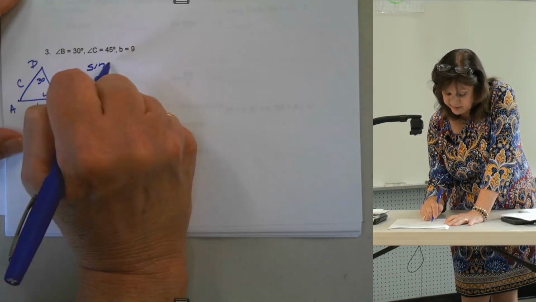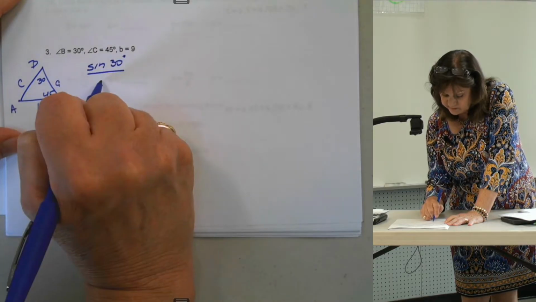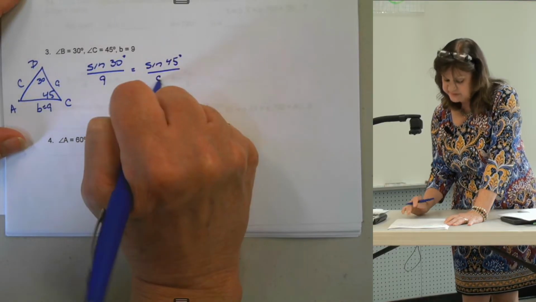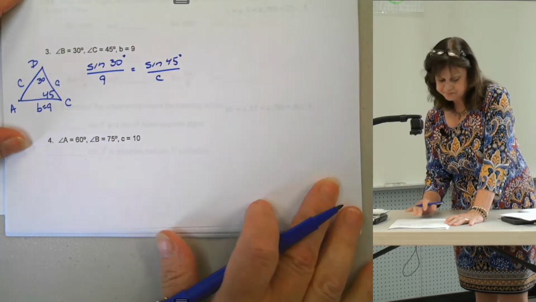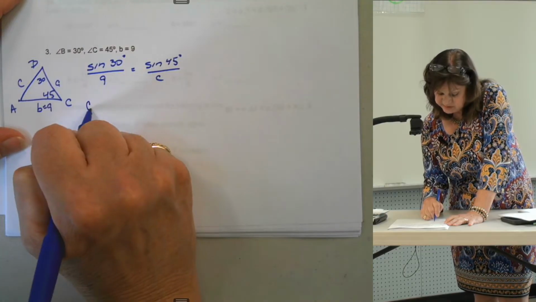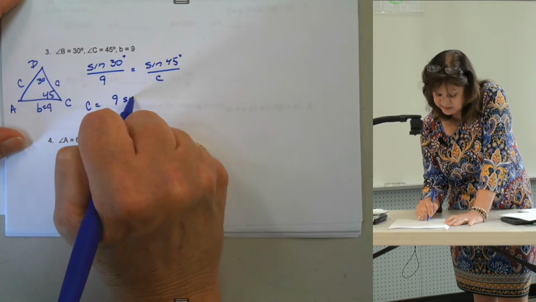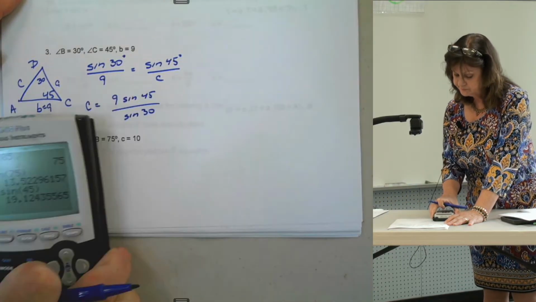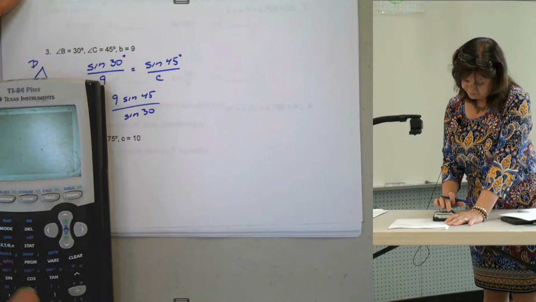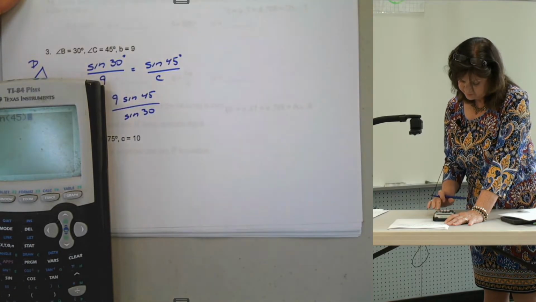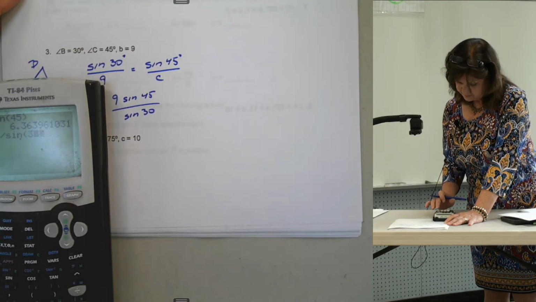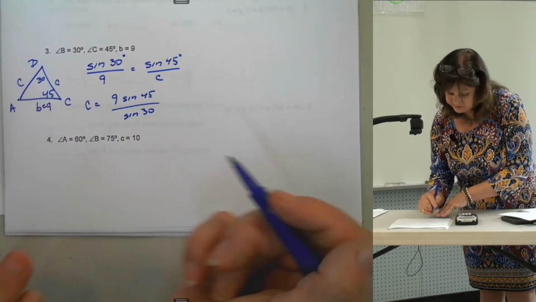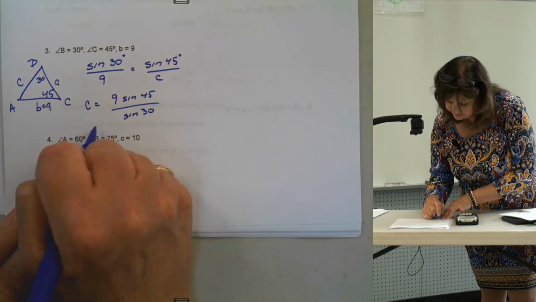So again, I don't know anything about angle A at all, but I've got all of B. So sine 30 over 9 equals sine 45 over C. So C is going to be 9 sine 45 over sine 30. So we have a length of 12.727.